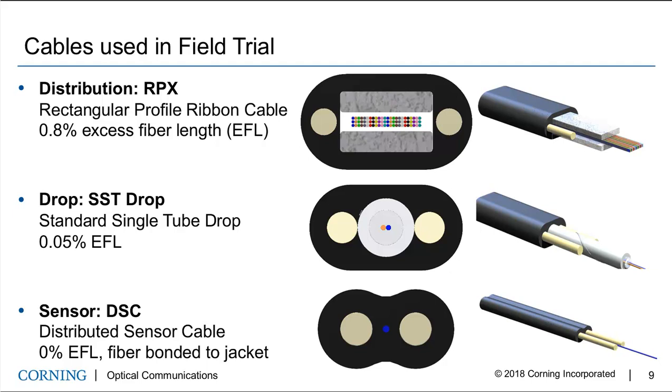The last cable is the distributed sensor cable, or DSC. In this cable, the fiber is directly embedded in the jacket of the cable, and it bonds the fiber essentially to those strength elements. Because of that, the DSC is a very effective strain sensor. There's no EFL, and that means that any environmental stress is translated to strain on the cable and strain on the fiber. We'll use this to interrogate how the road and asphalt is changing over time.